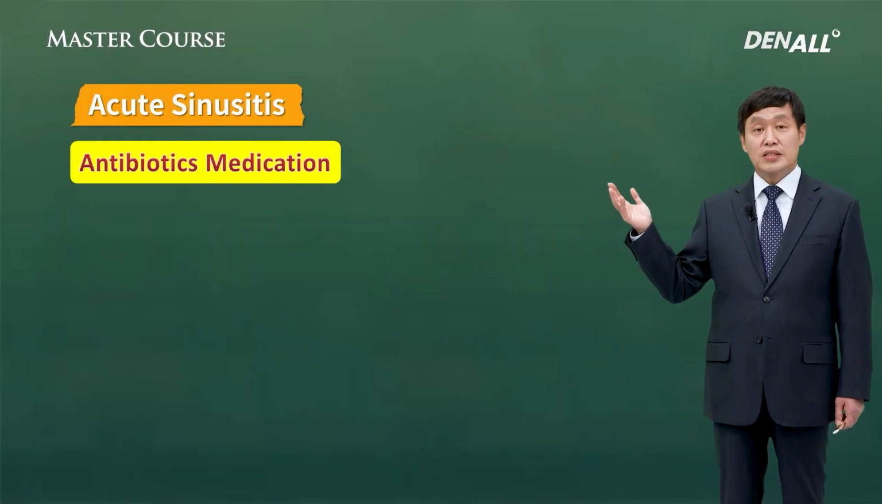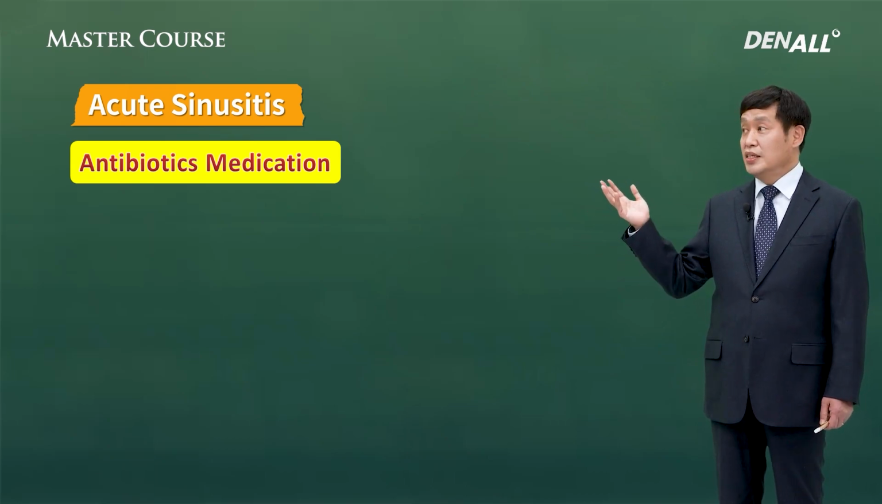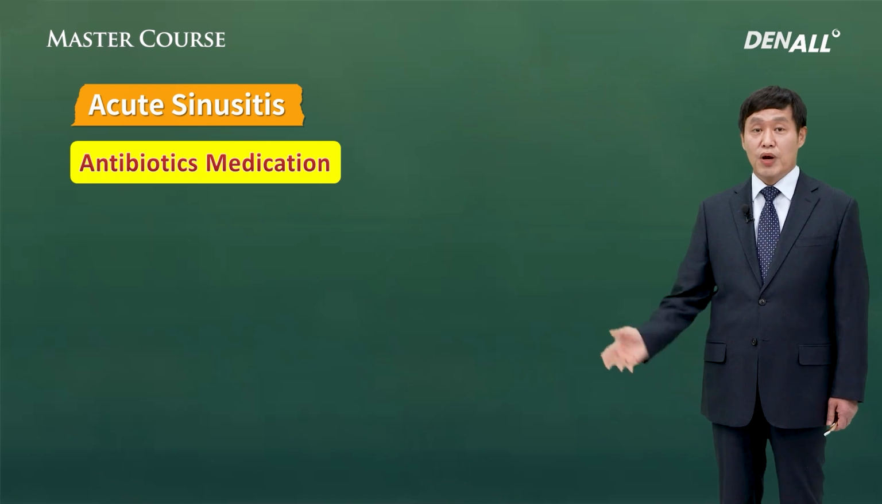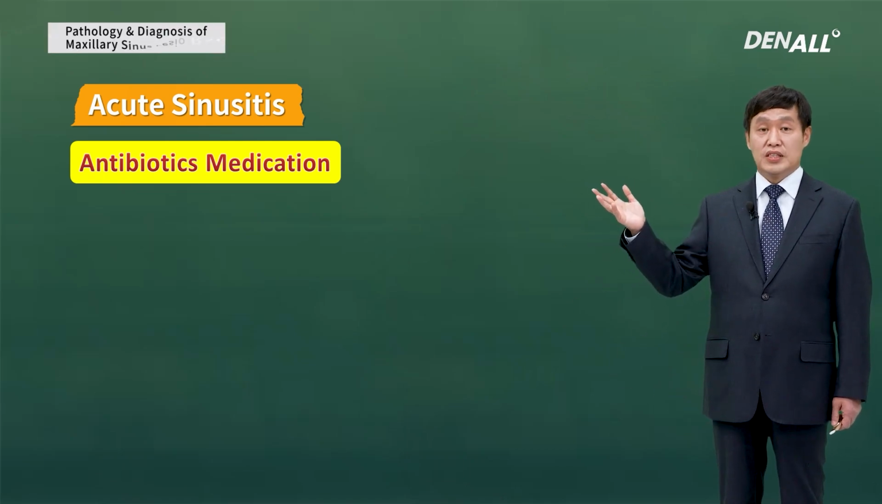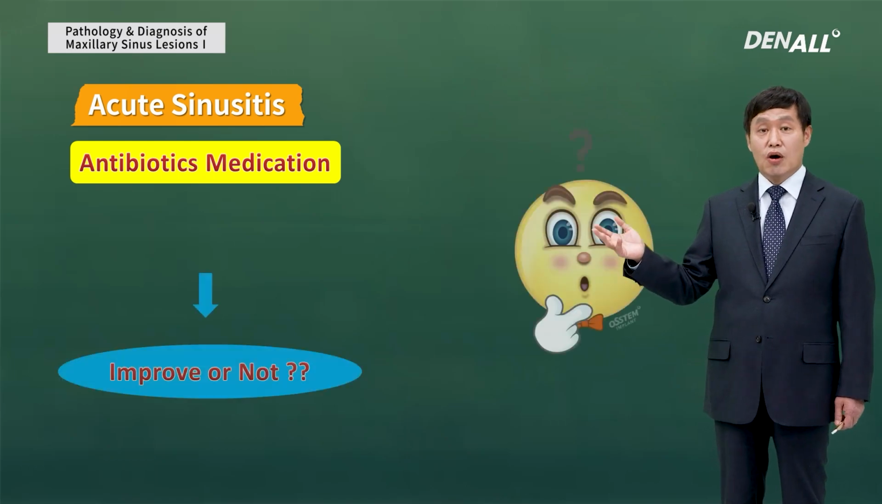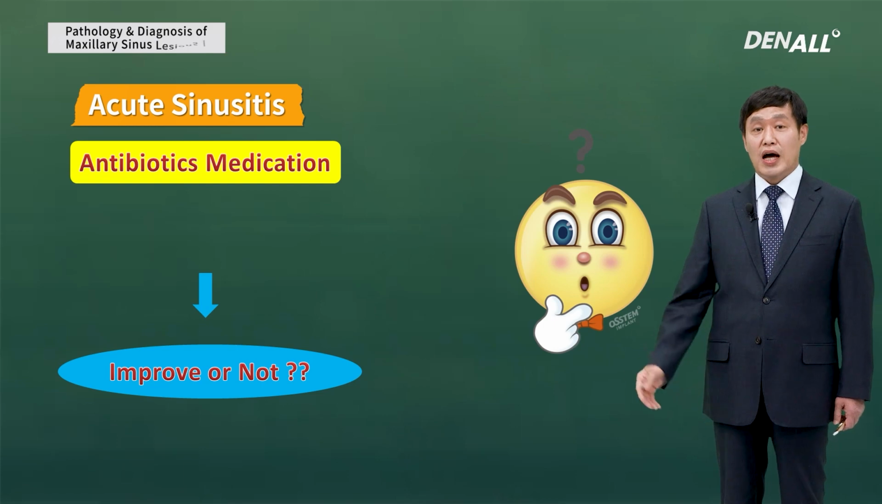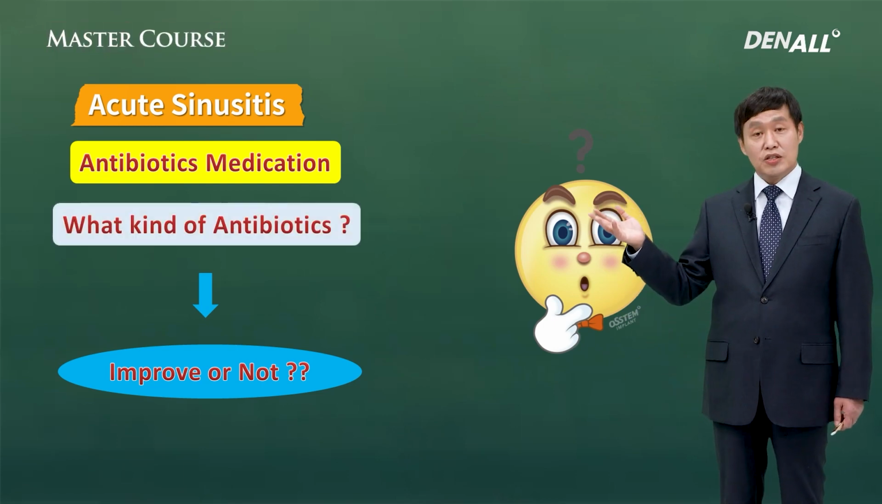When the patient comes in complaining of acute sinusitis, you need to prescribe antibiotics first. In the two cases that I've shown you earlier, symptoms improved. At times, it doesn't. Which leads to the question, when do the symptoms improve? What kind of antibiotics should be prescribed?